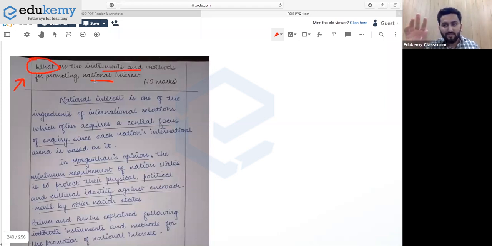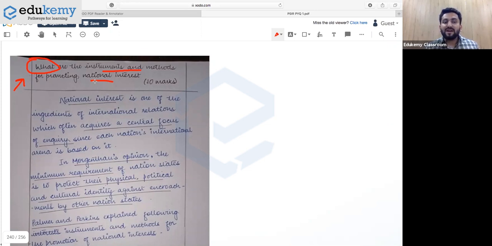First, when it comes to the introduction, the introduction should set the context of the question. So it means your introduction should have two components. Number one, what is national interest? Number two, what do these instruments and methods have to do with promoting national interest? Okay, so take a look at the introduction here.